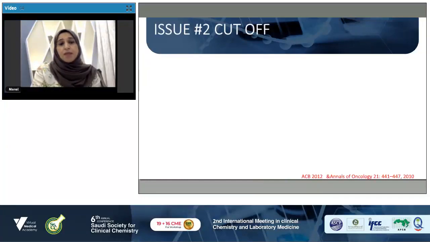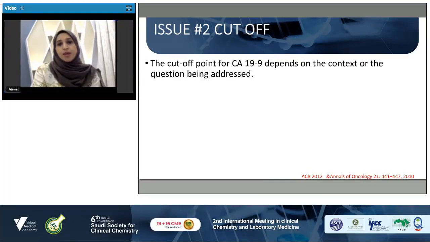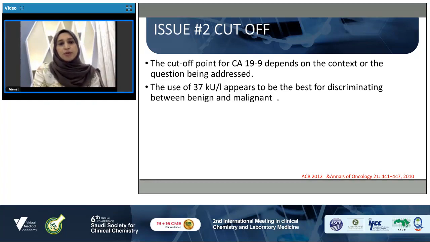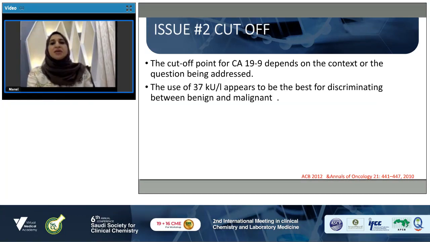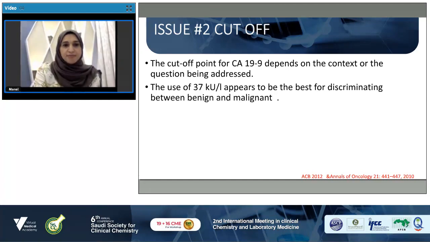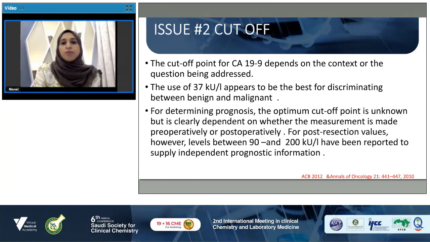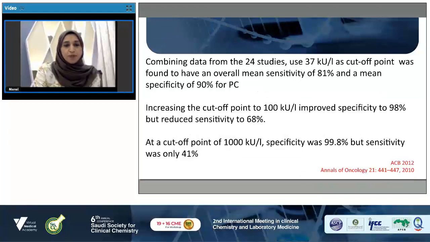The other issue with the tumor marker CA19-9 is the cutoff. It depends on what question you are trying to answer, and it will depend on what cutoff you use. If you use 37, it appears to be the best to discriminate between benign and malignant. That's fine. But if you want to determine prognosis, the optimal cutoff point is still unknown. It clearly depends on whether the measurement is made pre-operatively or post-operatively. For post-resection values, levels between 90 and 200 have been reported to supply independent prognostic information.